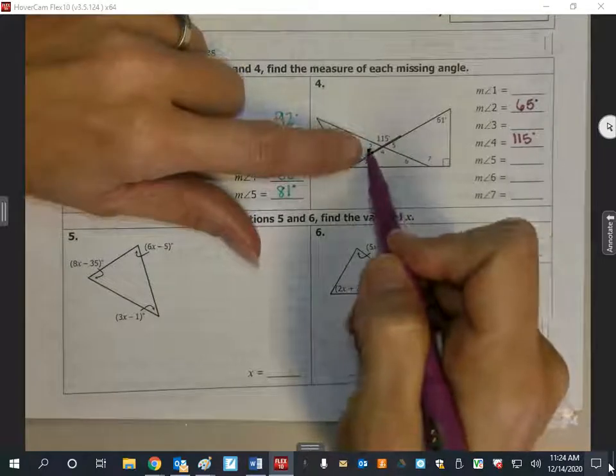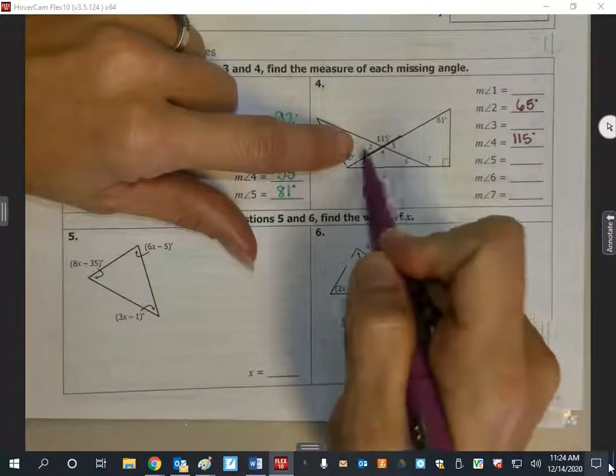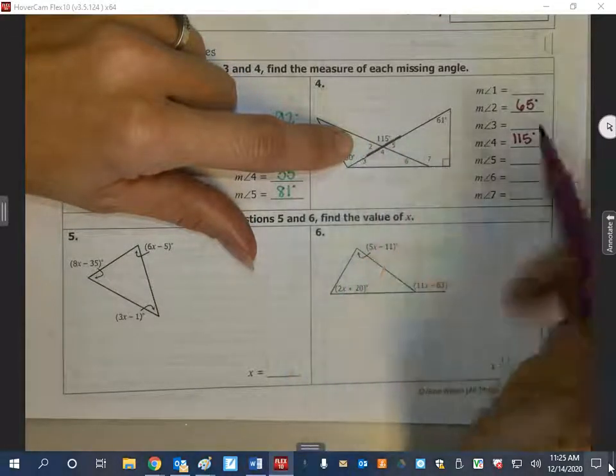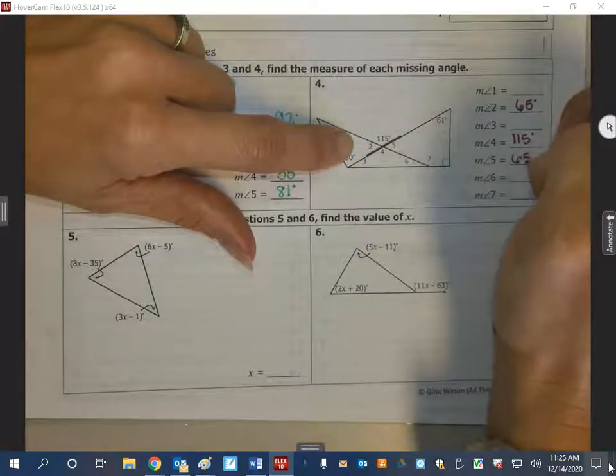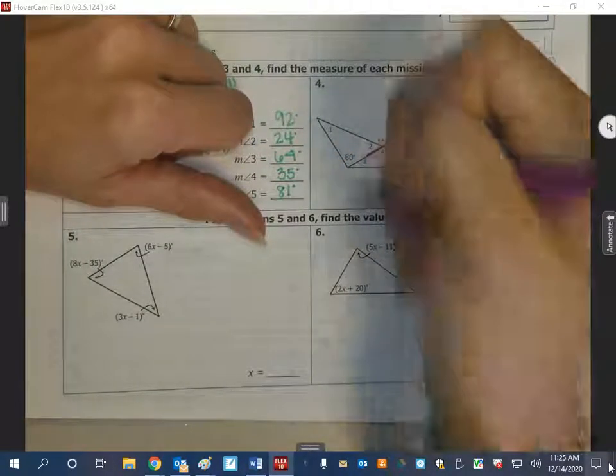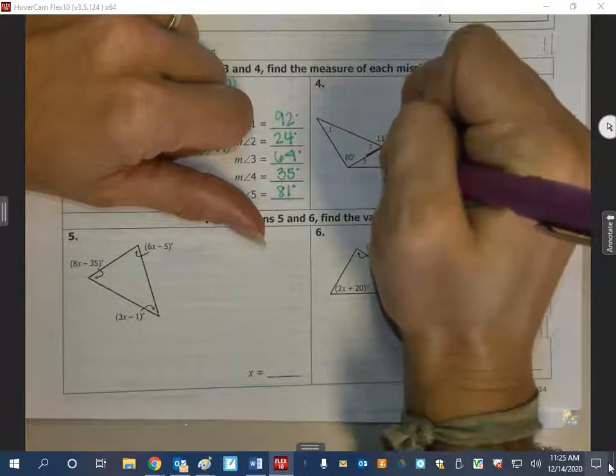And angle 2 and angle 5 are vertical to each other. So if 2 is 65, angle 5 also has to be 65 degrees. All right, so I'm going to write some things in here that we have now.